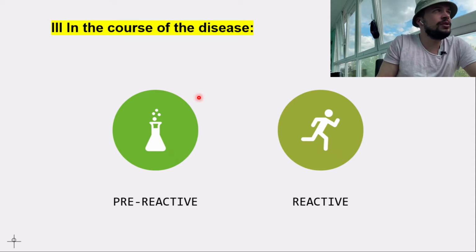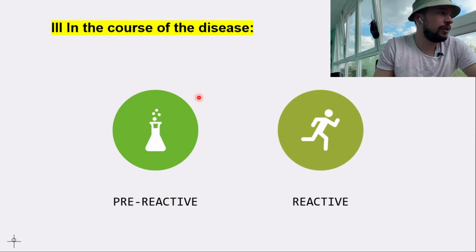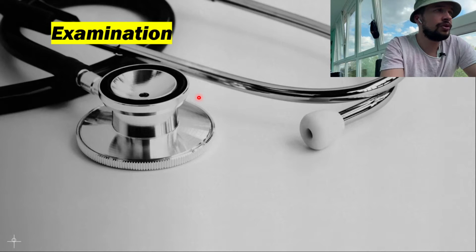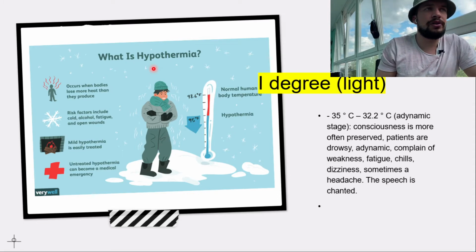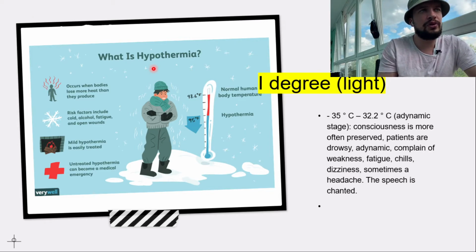Next classification is in the course of disease, and there we talk about pre-reactive and reactive. Examination. What we need to do for patients with this pathology. Okay, if we talk about first degree, there we see 35, 32 degree, and we call it adynamic stage. Consciousness is more often preserved. Patients are drowsy, adynamic, complain of weakness, fatigue, chills, dizziness, sometimes a headache. The speech is chanted.